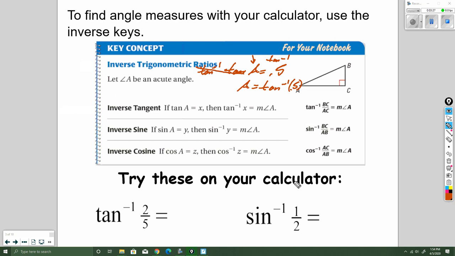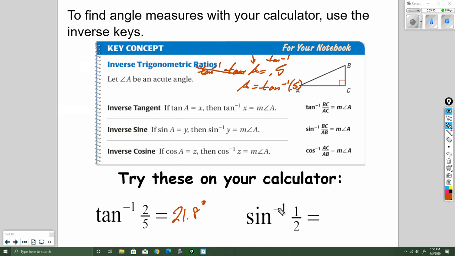Inverse tangent of 2/5. If you type that into your calculator, you get 21.8 if we round. So that's 21.8 degrees. If we know that with respect to an angle, the opposite over the adjacent sides has a ratio of 2/5, then that angle measure is 21.8 degrees.